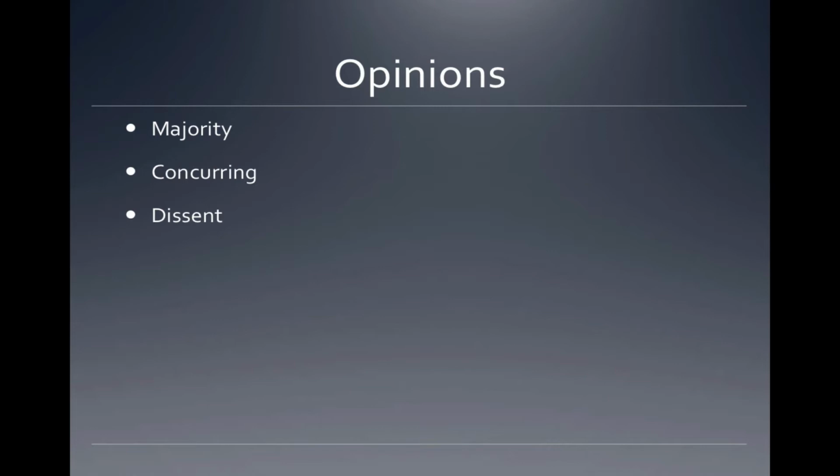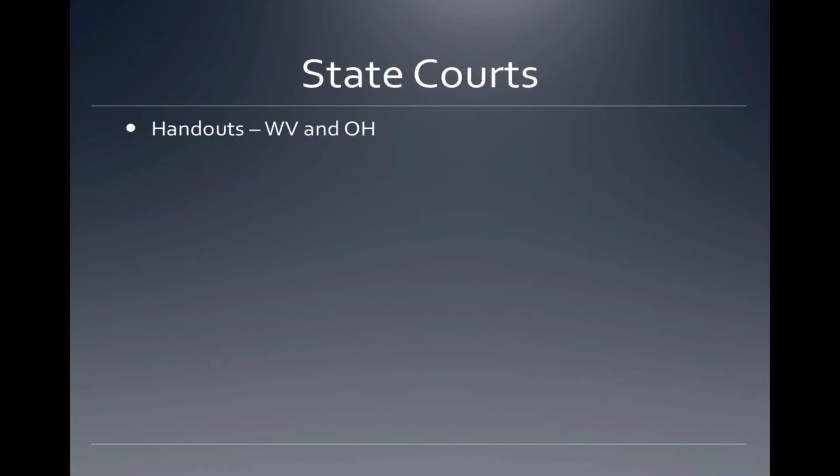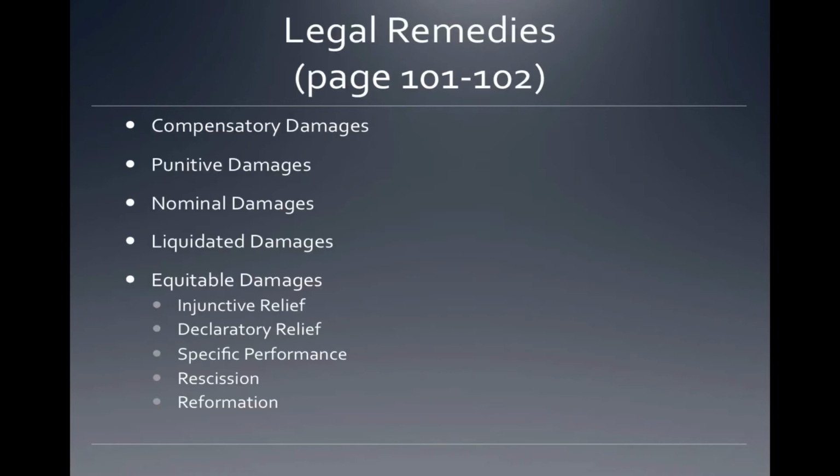There are three different types of opinions. The majority opinion is the law, the rule, the one that is in effect. A concurring opinion is when a justice agrees with the majority or agrees with the outcome, but perhaps has different reasoning on how they got there. So they can file what's called a concurring opinion to explain the reasoning of how they got there. And a dissenting opinion is when they disagree with it. So in the resources, you can look at the handouts for the court systems there in West Virginia and Ohio.